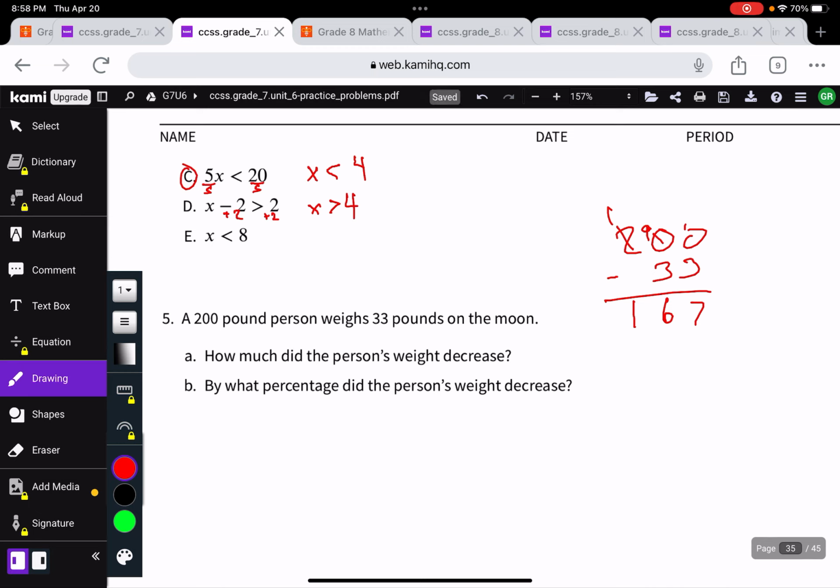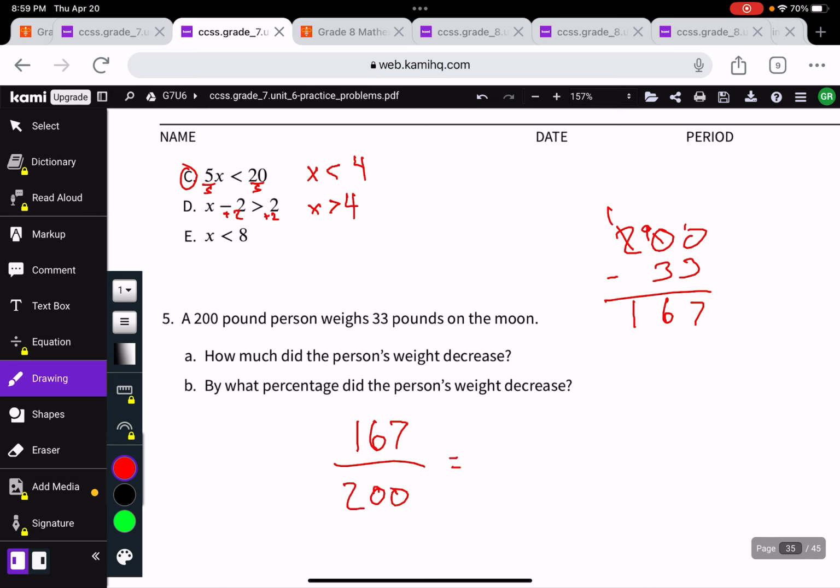By what percentage did the weight decrease? Great review question. It's been a while. But percent increase or decrease. First, to find the percentage change, you take the difference. This is going back to the stock market project when we had to find the percentage increase or decrease from the high or low. Take the difference and divide it by the original amount. How much did the person's weight decrease? The original amount was 200.